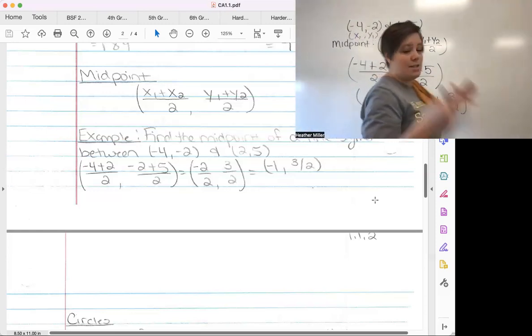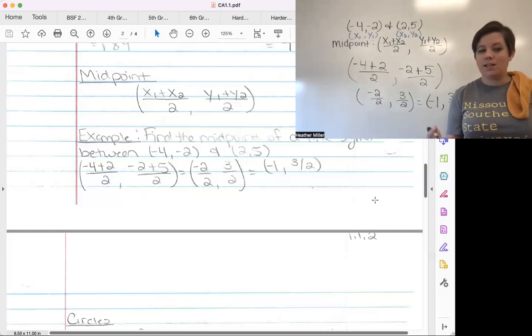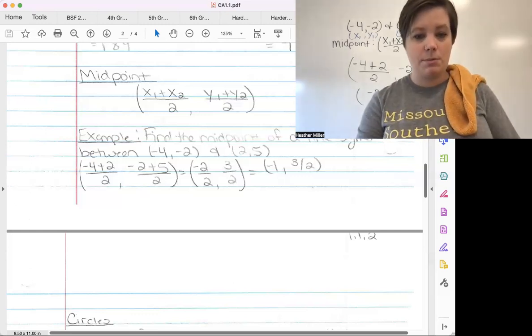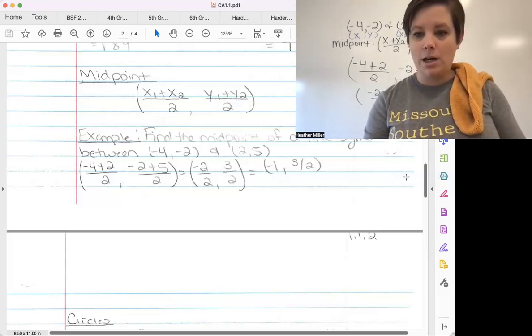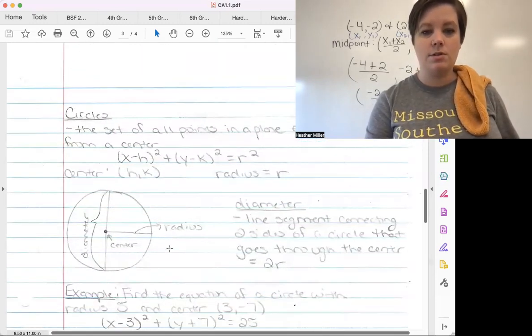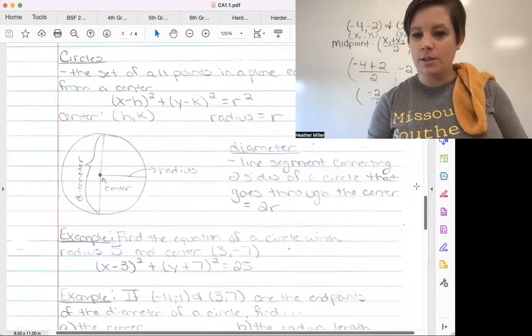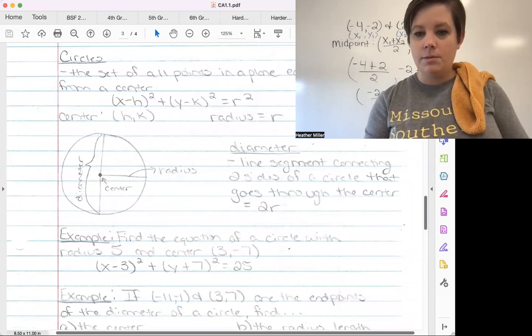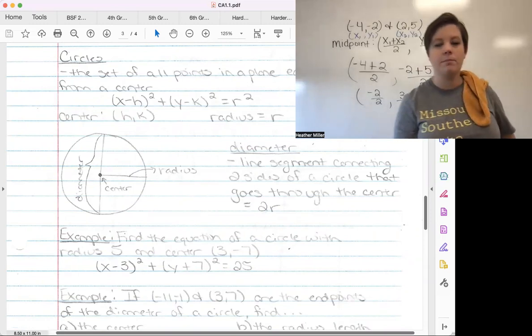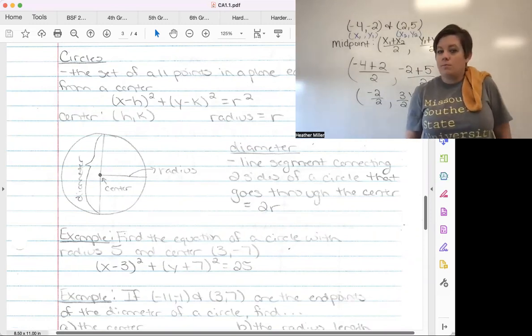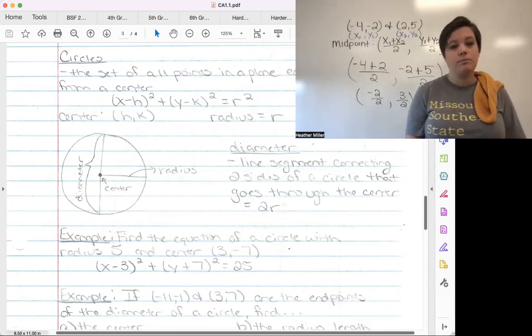So now that we've done distance and we've done midpoint, let's talk a little bit about circles. I'm probably gonna have to move my box over because with circles, there's a little chunk of notes right here. I'll just move me slightly off screen for right now. So we're gonna do some circles.